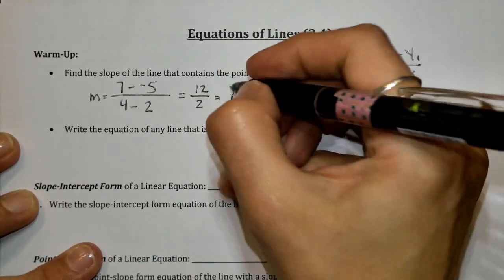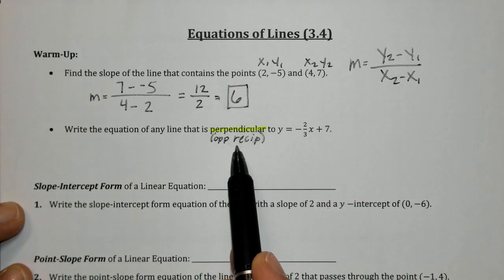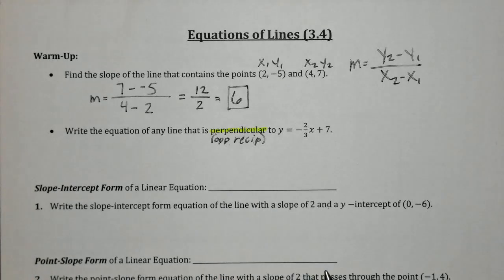So on the next warm-up problem, we're looking at writing the equation of a line that is perpendicular. This is the opposite reciprocal. Change the sign and flip the fraction. Okay, I teach my kids change the sign and flip that fraction. Kind of sounds like a game show there.